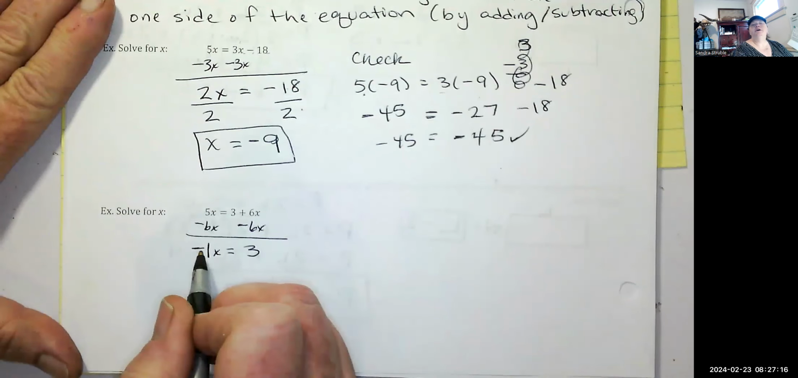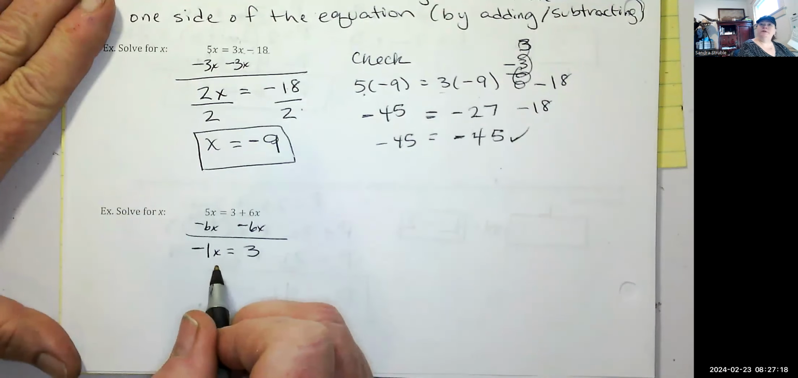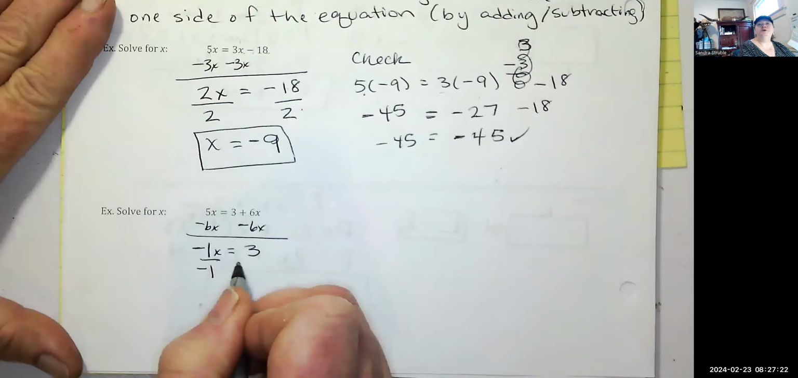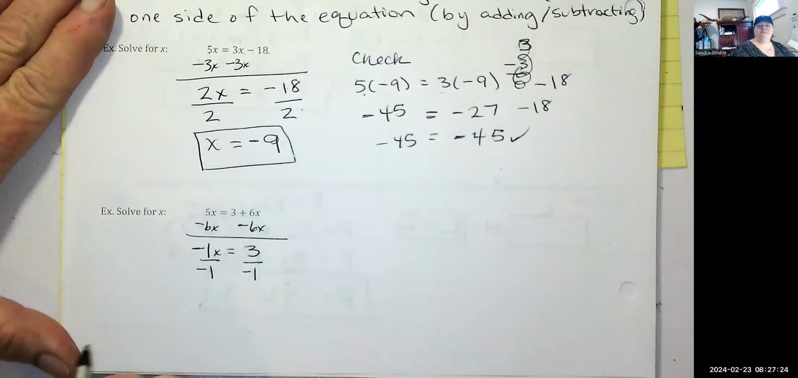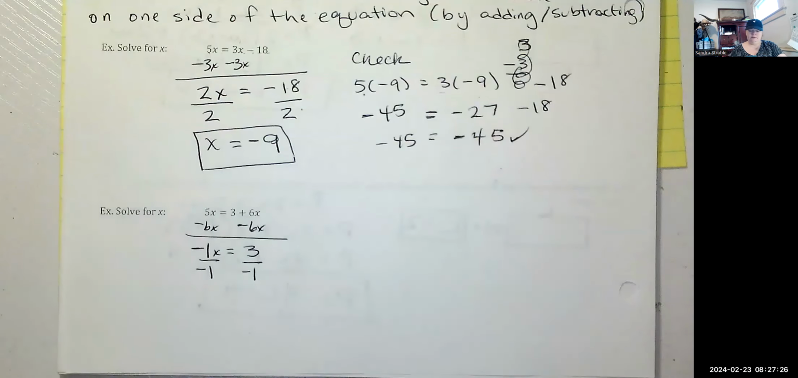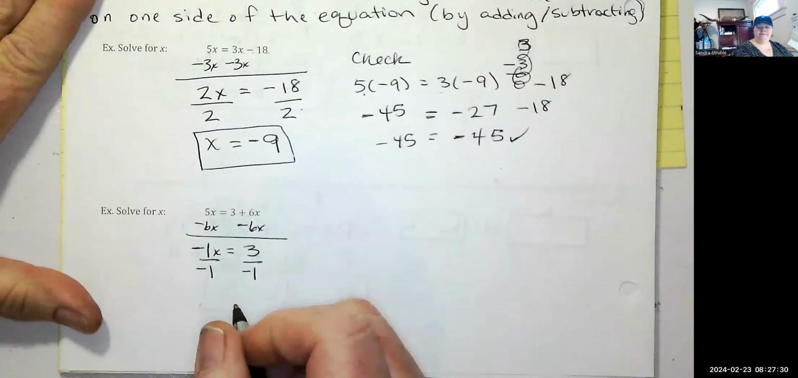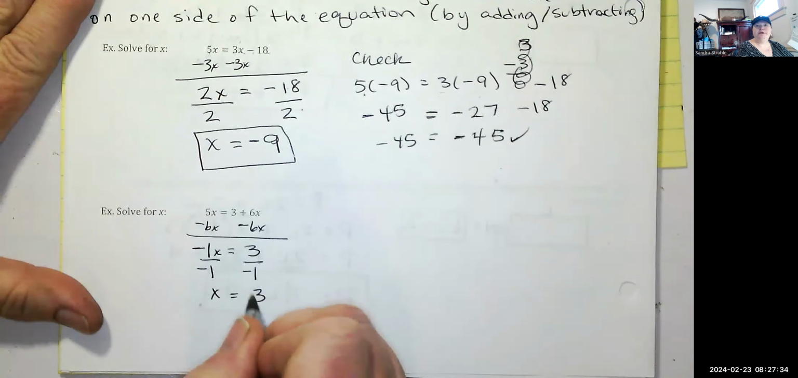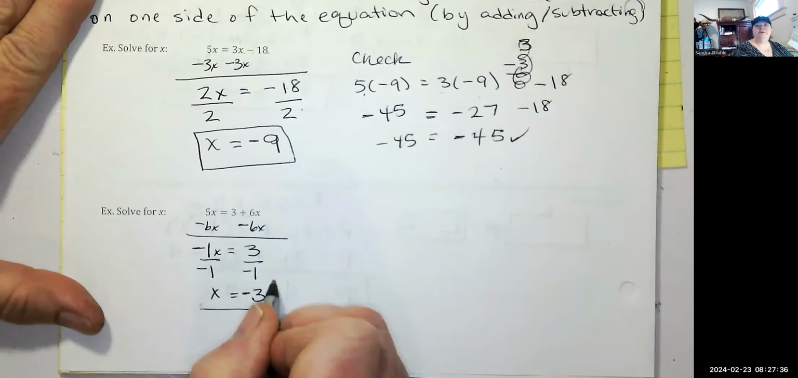Who's attached to x and how? The negative 1 is attached by multiplication. The opposite or inverse of multiplication is division. So we're going to divide both sides by negative 1. Sorry about this. Let me get rid of this. So x is equal to 3 divided by 1, which is 3. The signs are opposite, so it's negative.